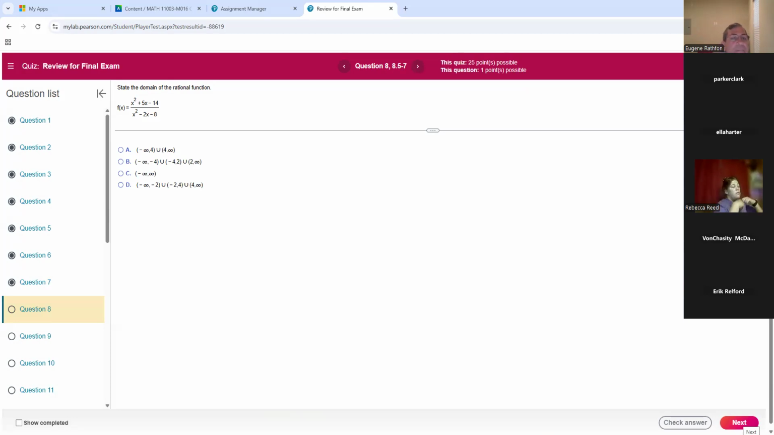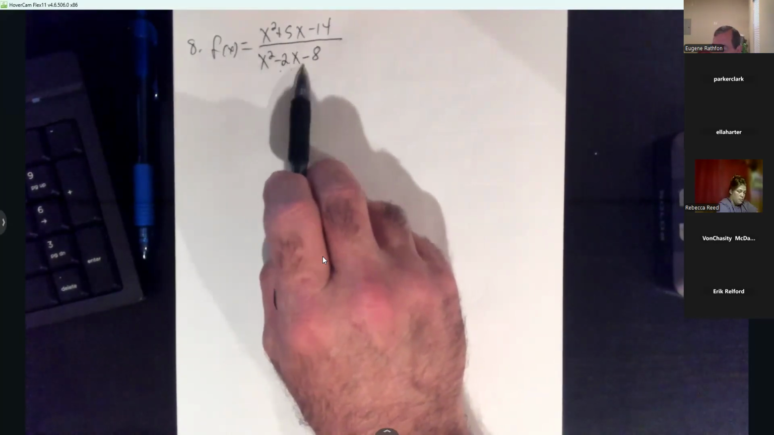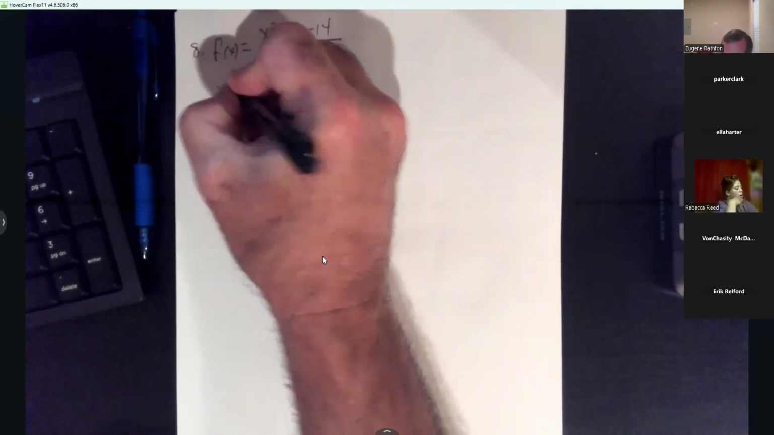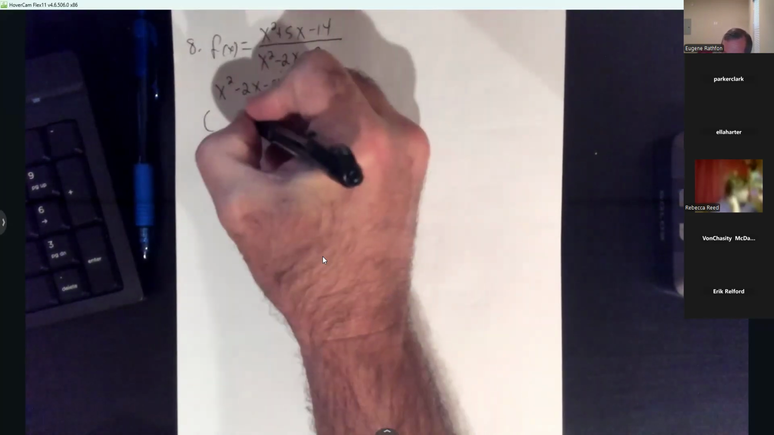All right, what's it say? Find the domain. So they're giving me f of x equals x squared plus 5x minus 14 over x squared minus 2x minus 8. So the domain, we're only concerned about the denominator, and the denominator cannot equal 0. So what we did on these, we would set them equal to 0, and then we factored this.